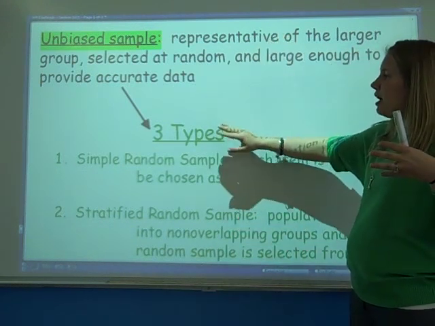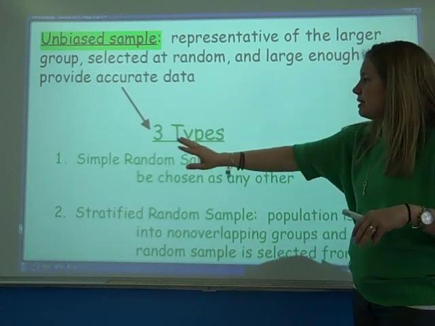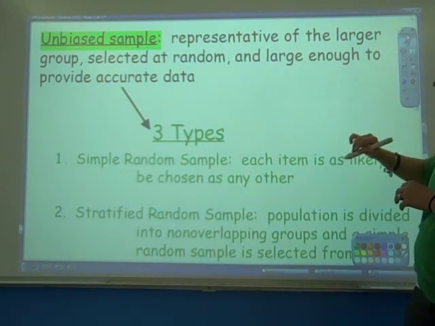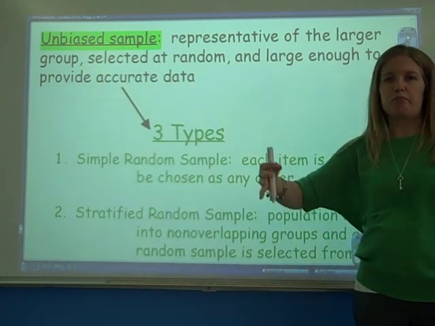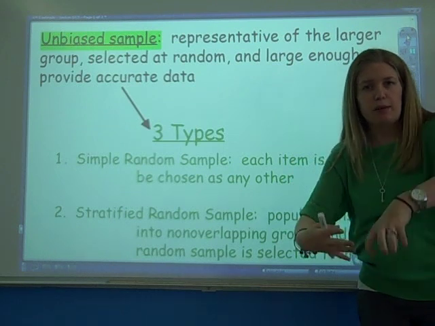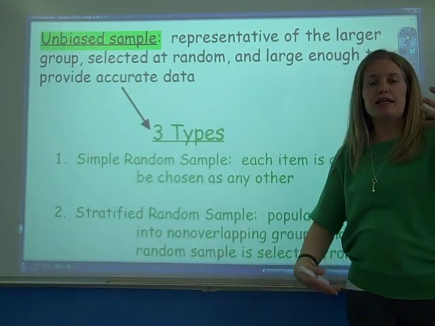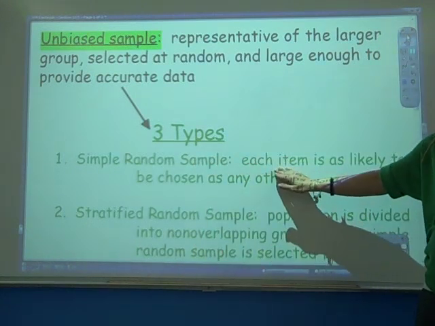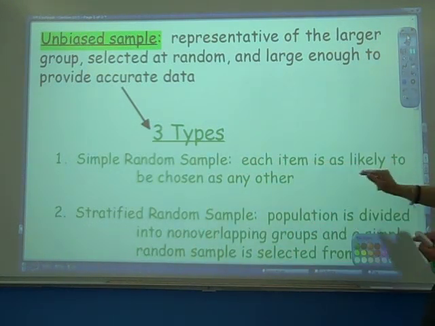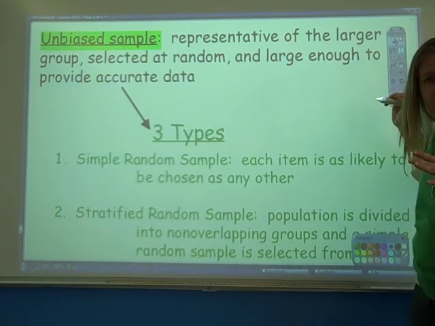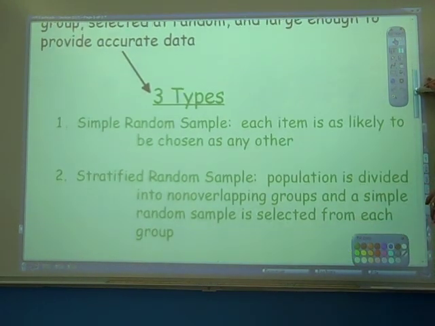3 types of unbiased samples. A simple random sample: each item is as likely to be chosen as any other. Put every single student's name in our district in a hat, and we pick out. Everybody has an equal chance of being chosen. That is a simple random sample. Each item is as likely to be chosen as any other. Please pause me if I'm going too fast for your writing.